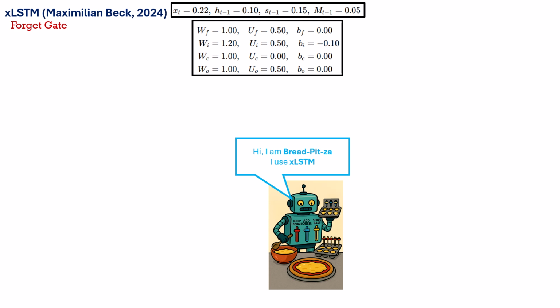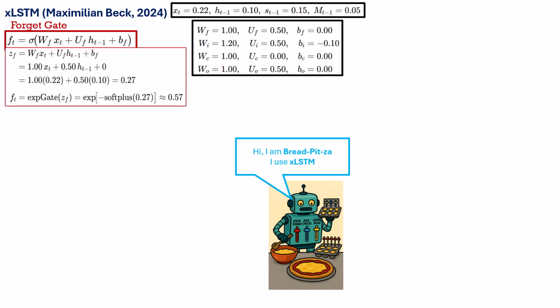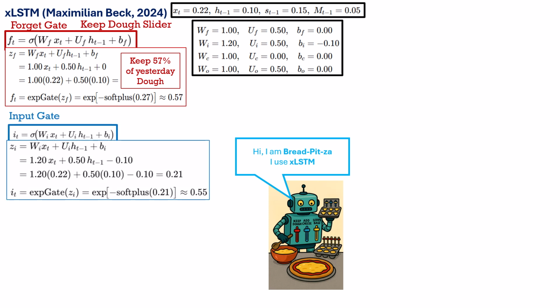Okay, so first we start with the forget gate. First, the robot, the bread pizza, needs to decide how much pizza will be taken from the yesterday ready to bake demo pizza. Okay, in here I'll be using the same number, 57%. Next is the input gate. In here, this one is more related to how much fresh cheese we will be using. The input gate is still using the same number. It is the add cheese slider. It decided to sprinkle 55% of the fresh cheese.